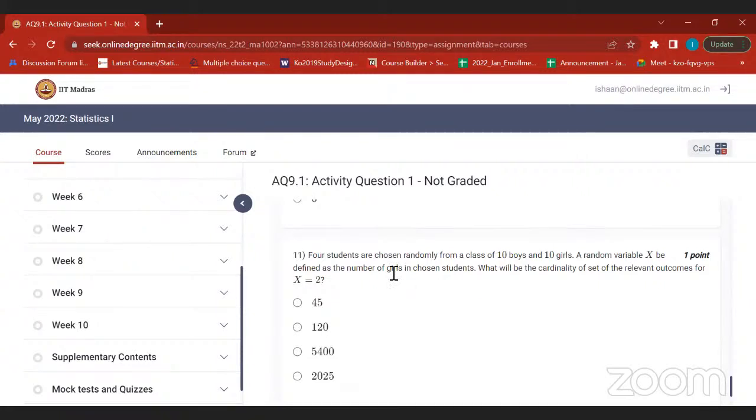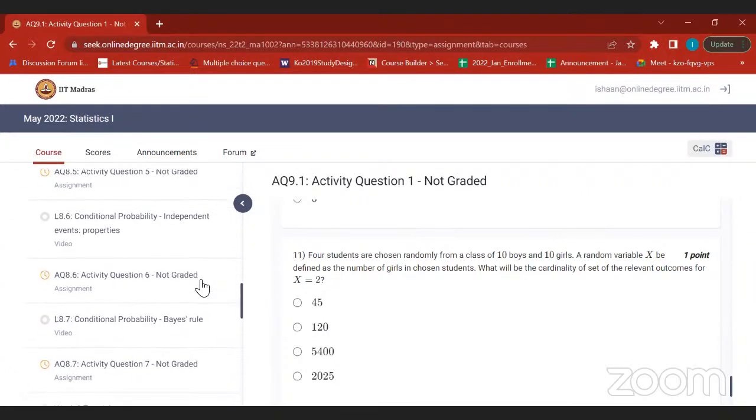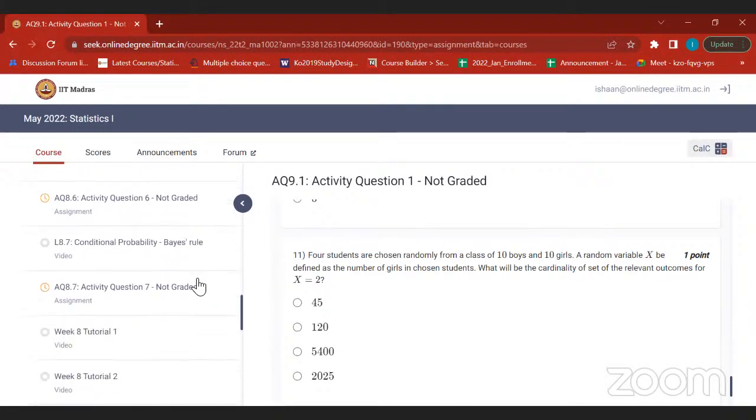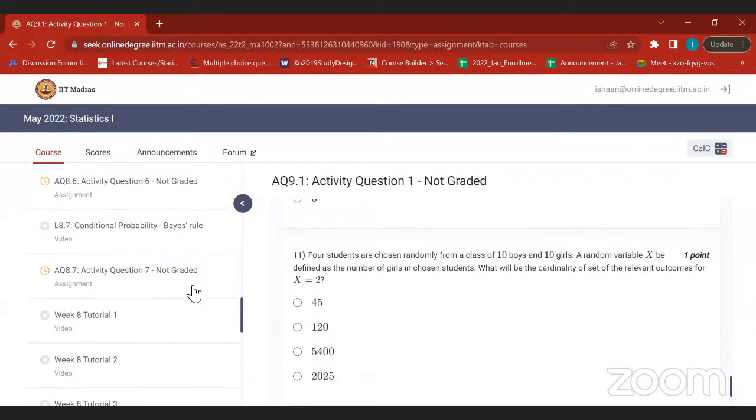Sir, could you please explain how Bayes theorem works? Because I couldn't wrap my head around it. In the numericals, in the given questions. I got the theory of how it works, but can you explain it in questions, like the 8.7 activity question 4? Okay, so Bayes theorem.